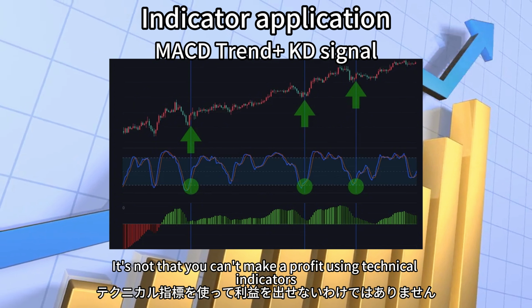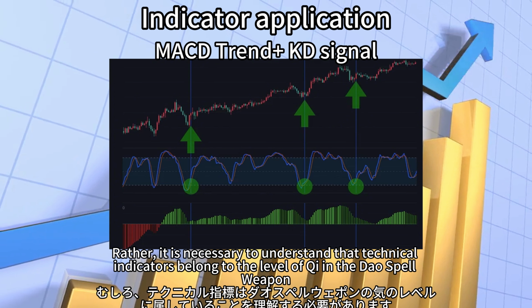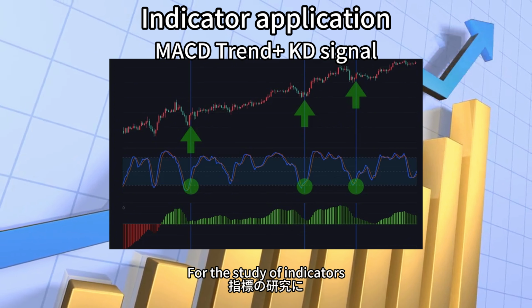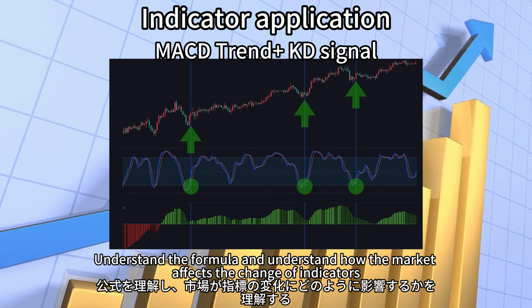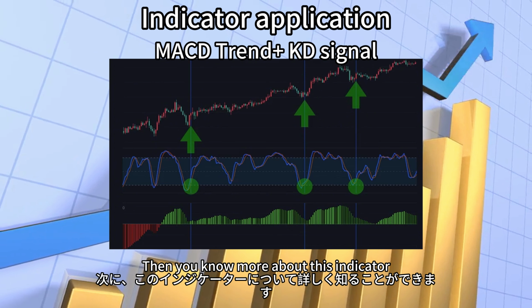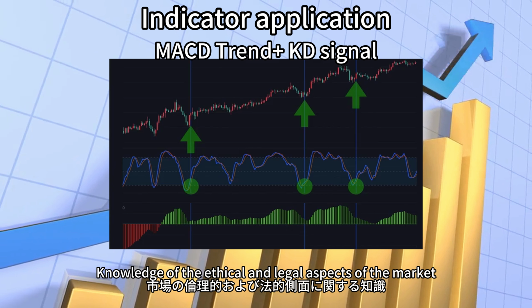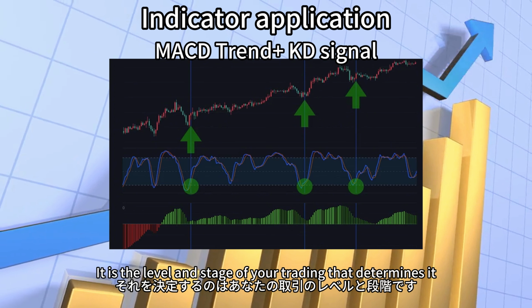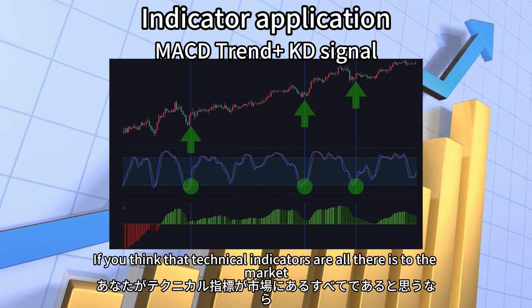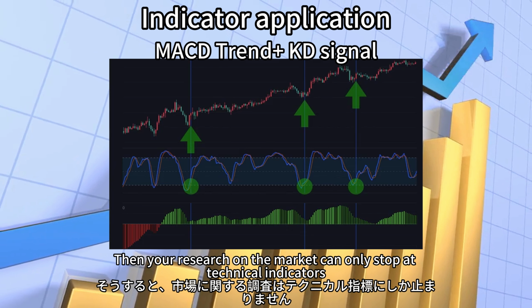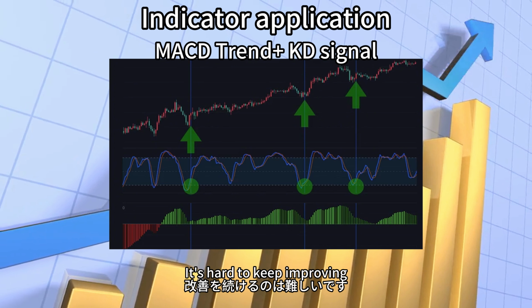It's not that you can't make a profit using technical indicators. Rather, it is necessary to understand that technical indicators belong to the level of Qi in the Tao, the level of tools. For the study of indicators, understand the formula and understand how the market affects the change of indicators. Then you know more about this indicator. Knowledge of the principles of the market is determined by the level and stage of your trading. If you think that technical indicators are all there is to the market, then your research on the market can only stop at technical indicators. It's hard to keep improving.